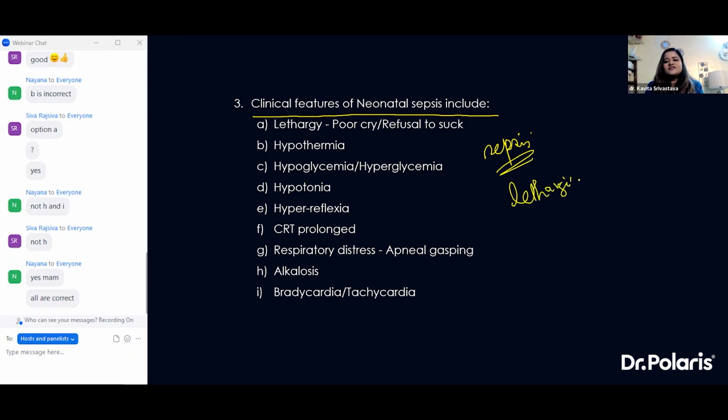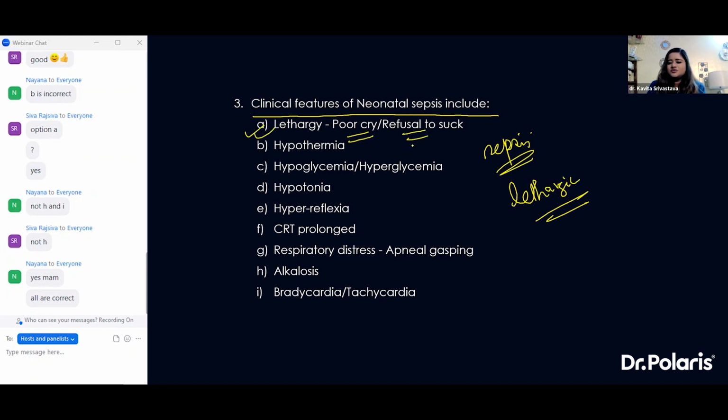I also had a lot of difficulty memorizing so many clinical features of sepsis, because unless you see these things practically in your medical field, you don't have that reflex of answering and remembering things all the time. So I just remembered it by a simple mnemonic. It is basically a lethargic baby who is not responding to any stimulus. So the first clinical feature is lethargy.